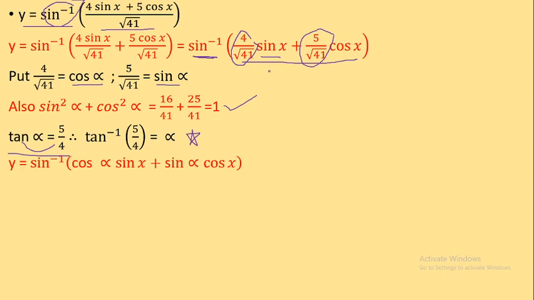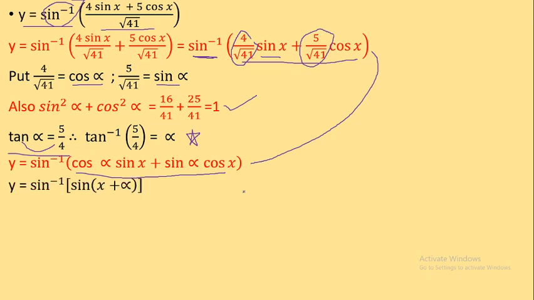I have substituted cos alpha and sin alpha in place of 4 upon root 41. After substitution, this step becomes this. Just arranging it properly, we can write this as sin(x plus alpha). This is the formula of sin(x plus alpha). So what is the next step? Sin and sin, you can see, sin A cos B plus cos A sin B. Sin inverse and sin get cancelled.